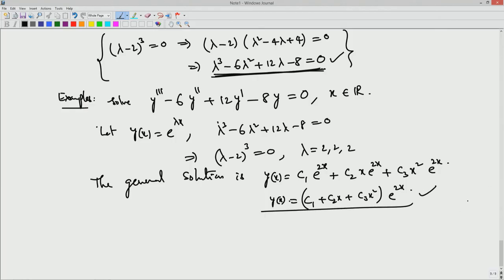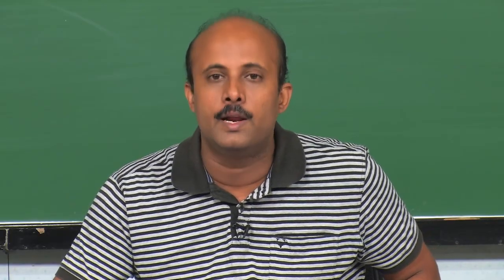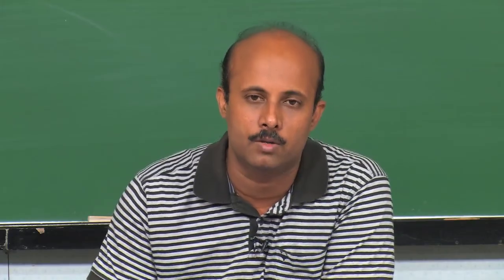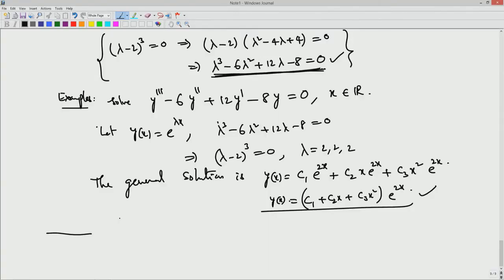This is how, when some of the roots are repeated, you know how to find the linearly independent solutions. If it is third order, there are 3 linearly independent solutions. Finally, if you want a general solution, just take the linear combination of all these linearly independent solutions. That gives you the general solution, okay.